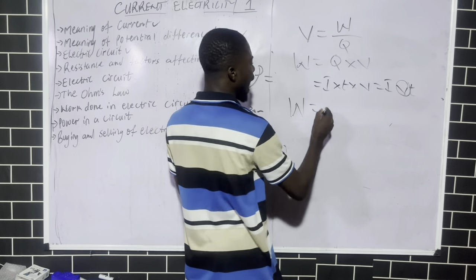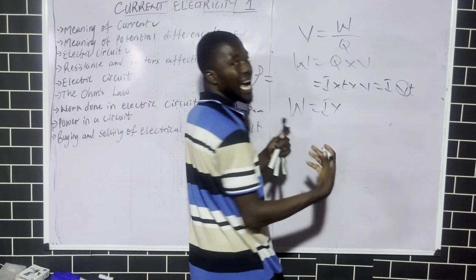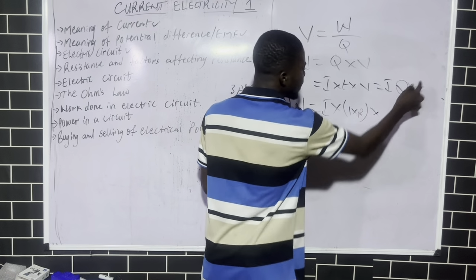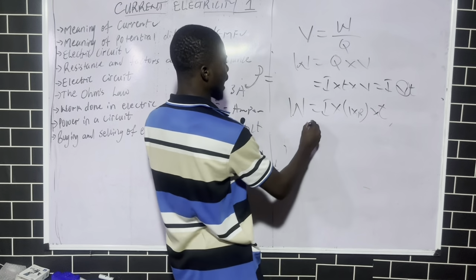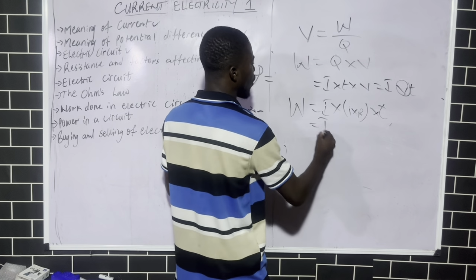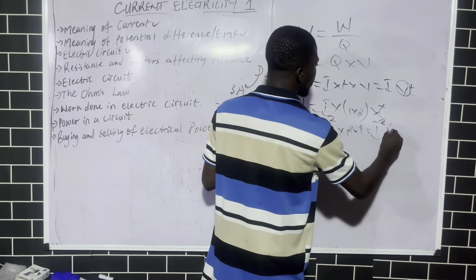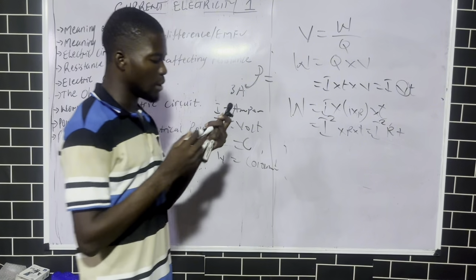So this is my first I, and my V now is I times R from Ohm's law, right? That's I times R. This is my T. Opening the bracket, I will have I times I, which is I squared, times R times T. That's how you get the formula I squared RT. That's how they get the formula.